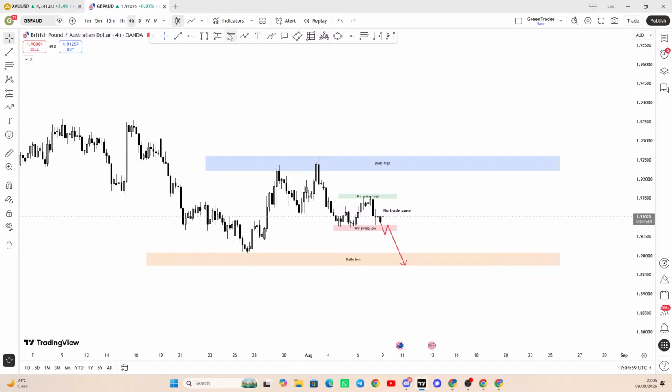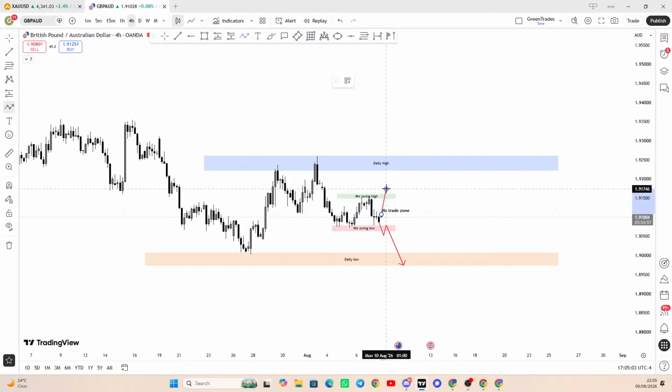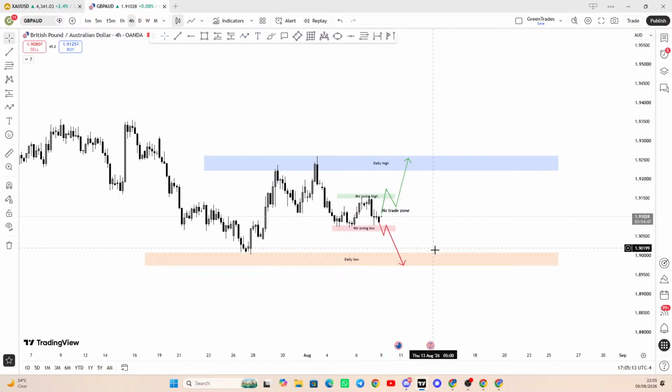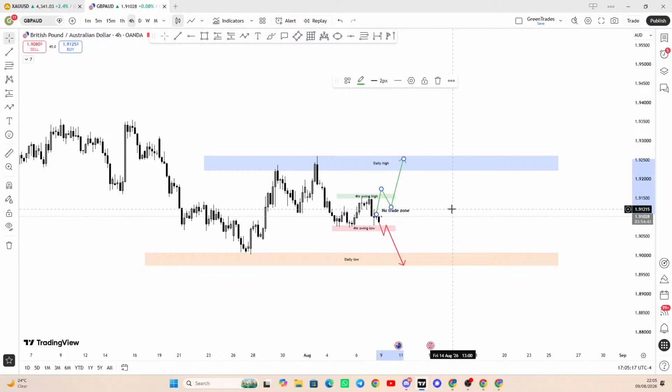Or what's going to happen as well is that it's going to break, right? Comes back to test any area in the zone, and then obviously tries to target that high. So these are the two things that I'm looking at, obviously, to see if it's going to happen for GBP AUD.